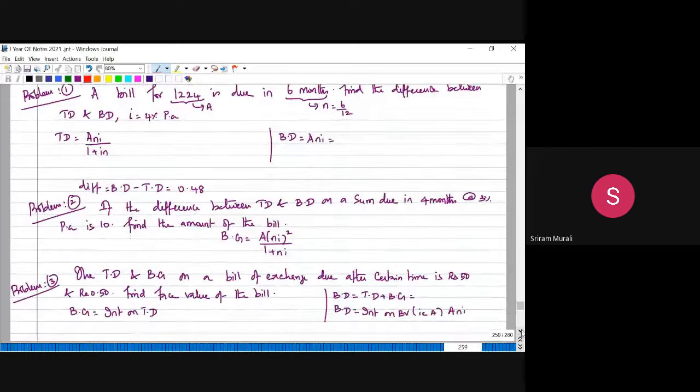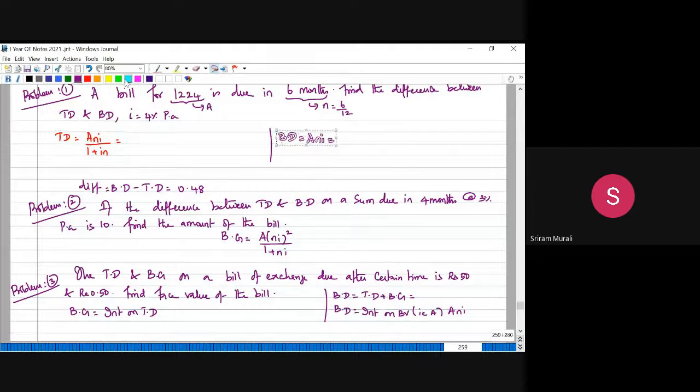So the first problem: a bill of 1224 is due for 6 months. Find the difference between true discount and banker's discount at 4% per annum. So we want to find the true discount as well as banker's discount, then find the difference. True discount is equal to A into N into I divided by 1 plus N into I.